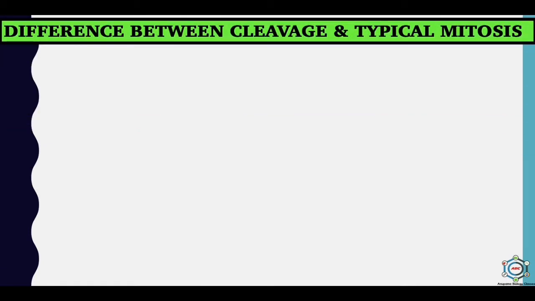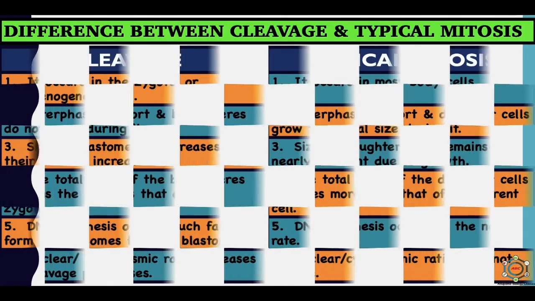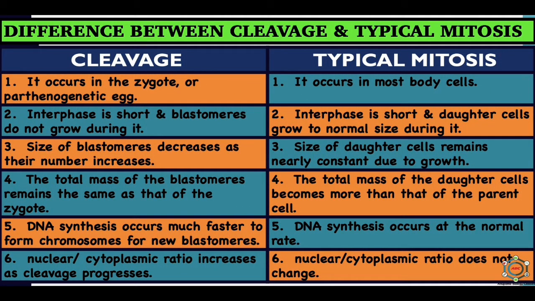Now, here is the difference between cleavage and typical mitosis. Cleavage occurs in the zygote or the parthenogenetic egg, while typical mitosis occurs in most body cells. In cleavage, interphase is short and the blastomeres do not grow during it, while in typical mitosis, the daughter cells grow to normal size during interphase. In cleavage, the size of blastomeres decreases as their number increases, while in typical mitosis, the size of daughter cells remains nearly constant due to growth.